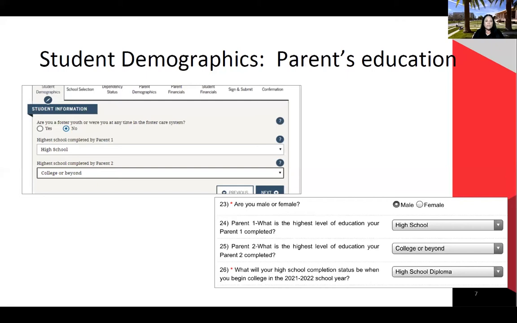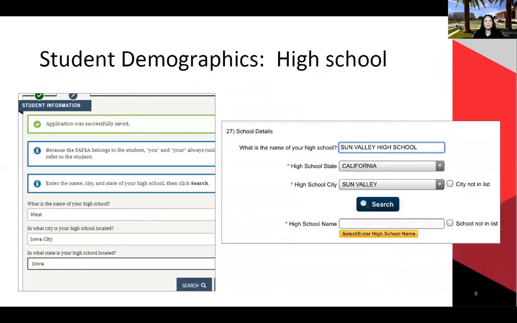There is going to be a question coming up that asks about the student's high school completion. So just make sure that you are paying attention as to whether the question is being asked about the parent or about the student. Next slide, please. So here we are at the student question that is asking, what was the high school that you attended?